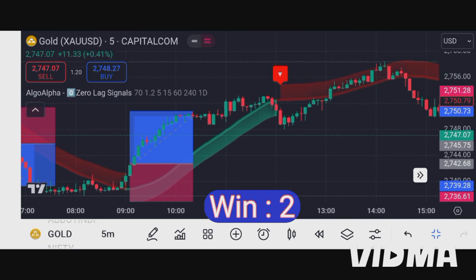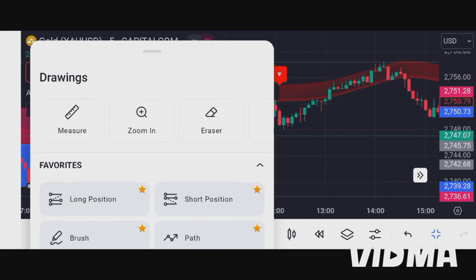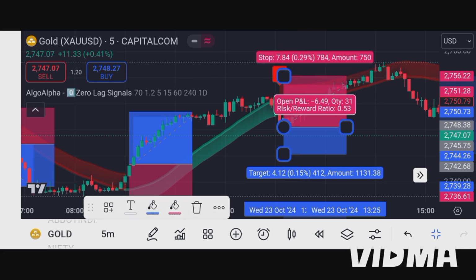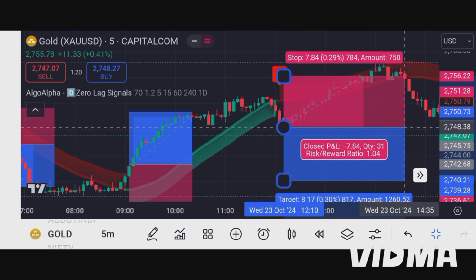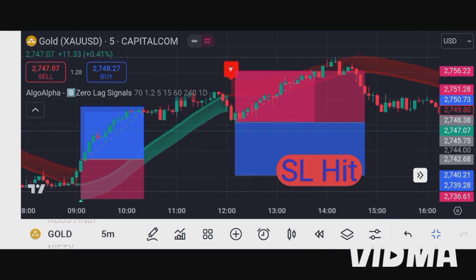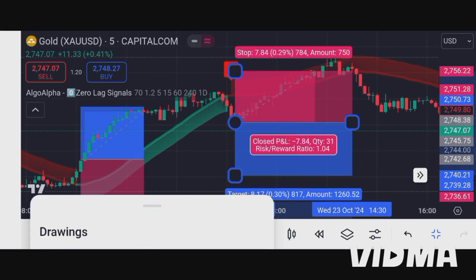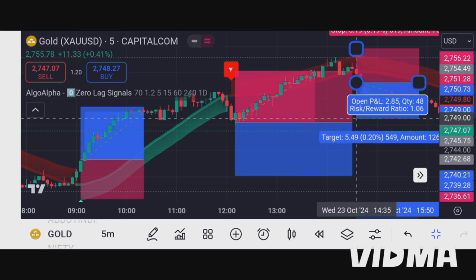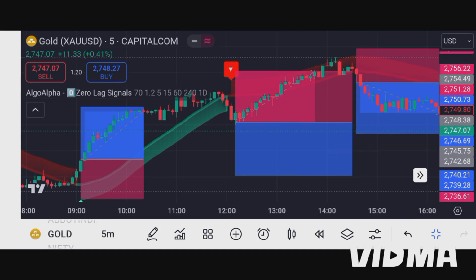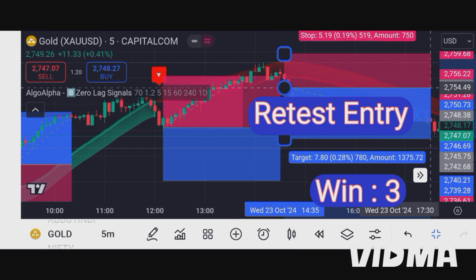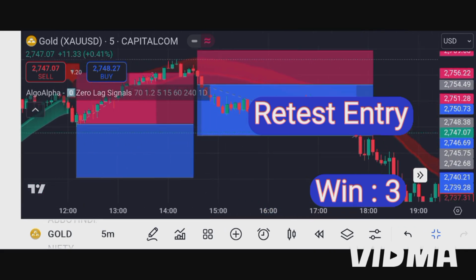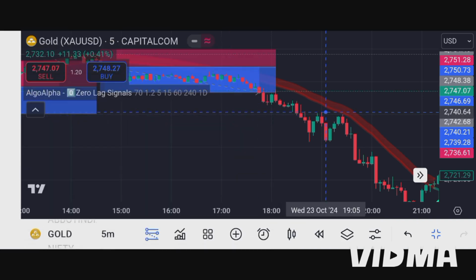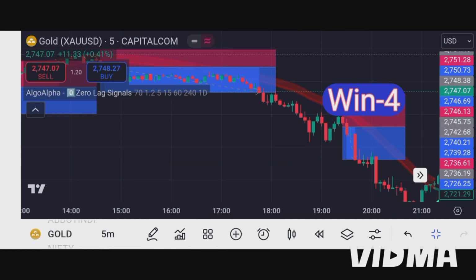Second win. SL hit. Retest entry. Third win. Retest entry. Fourth win.